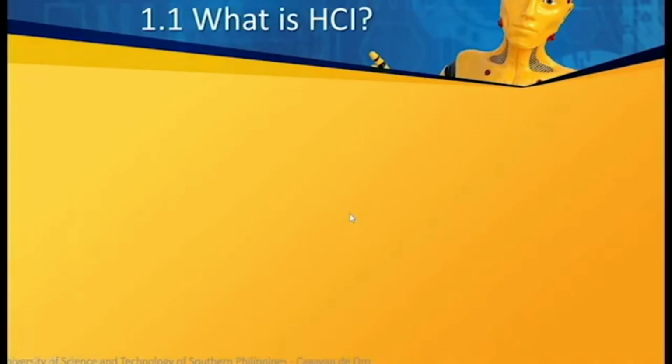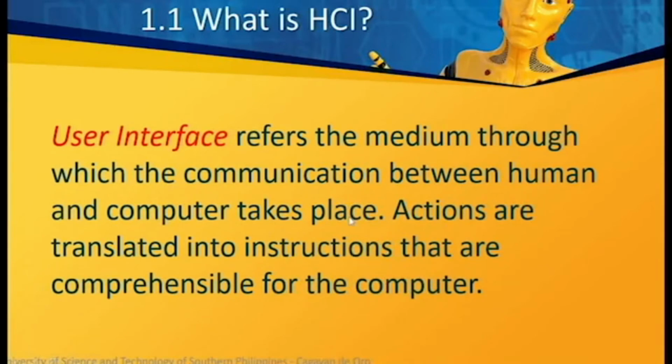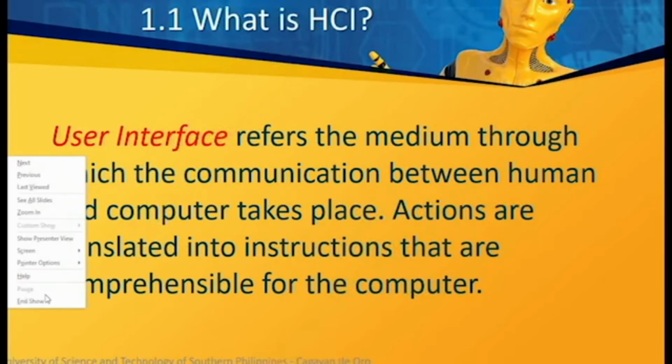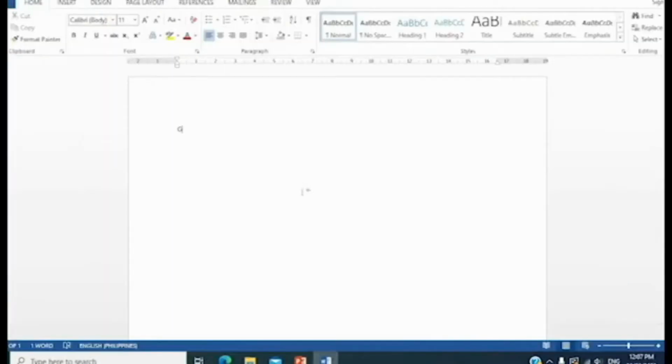Alright. So next is the user interface. It refers to the medium through which communication between human and computer takes place. So actions here are translated into instructions that are comprehensible for the computer. Just like what I told you a while ago, kung mag-gamit ka og Microsoft Word nga naay code, in this example, mao na ang interface ang Microsoft Word. So whatever you type in the keyboard, mo-reflect siya sa imong interface. Masabtan din siya, i-translate din niya into instructions in which masabtan sa computer. So mao na siya ang interface.